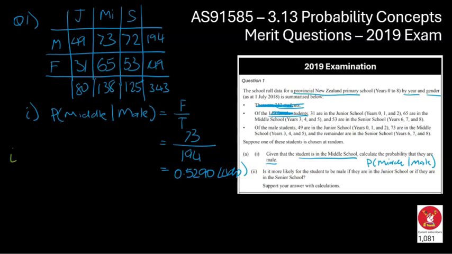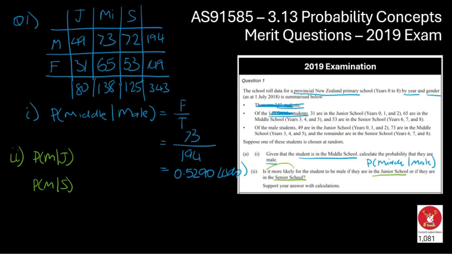I'm now on to part II. So is it more likely that a student to be male if they were in junior school or if they were in senior school? So this is two conditional type questions. So we first need to find what's the probability that they are male if they're in the junior school. There we go, if they're in the junior school. And then we need to find the probability that they are male if they're in the senior school. So these are the two things we're going to calculate.